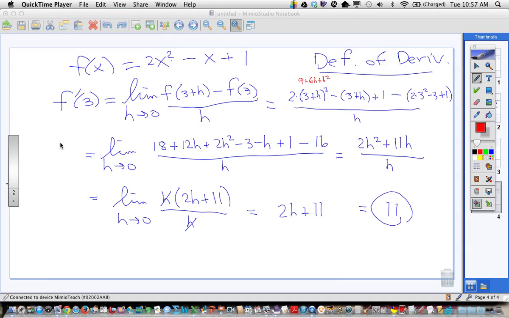All right, so there it is. Any questions? Saw a few erasers working. Maybe an algebra mistake here or there or something.